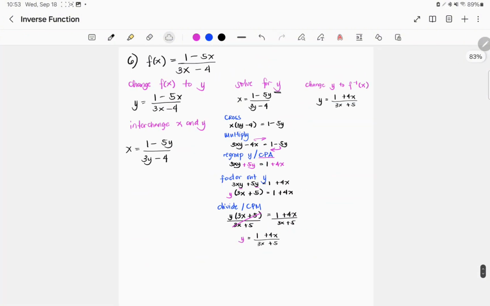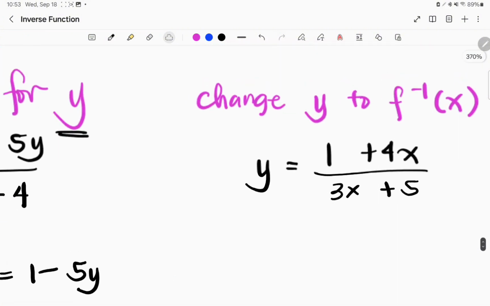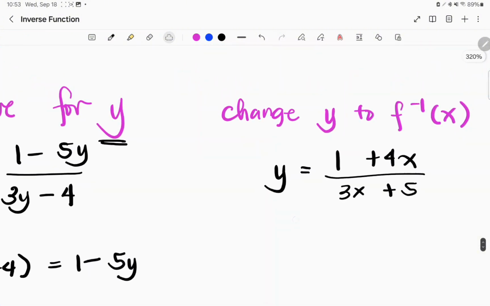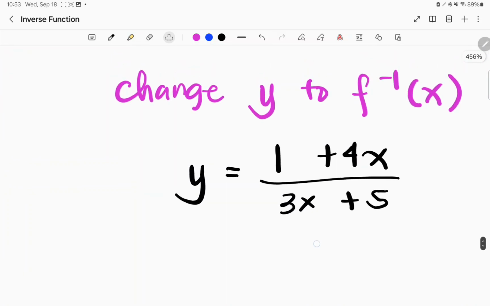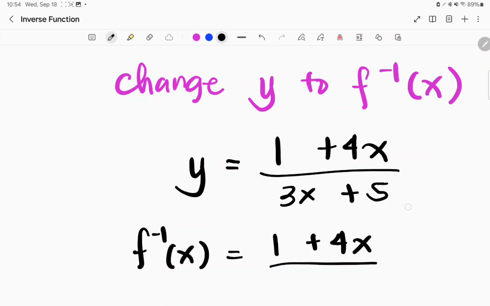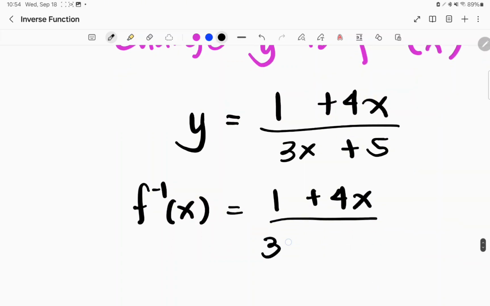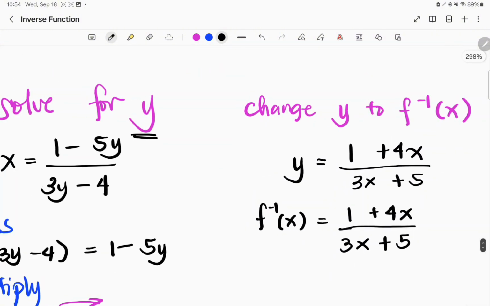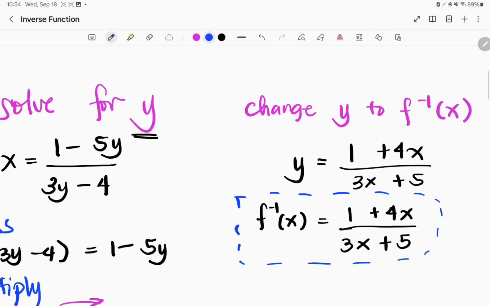And for the last step, we have to change y to f of negative 1 of x. So we have f of negative 1 of x is equal to 1 plus 4x over 3x plus 5. So this is now the inverse of the given rational function.